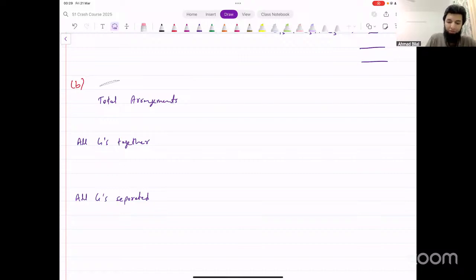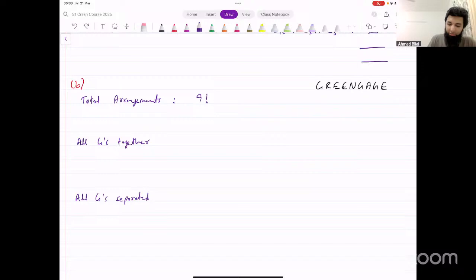Okay. Now, what's the total arrangements going to be for the word green gauge? That's the word, right? The word is green gauge. 9 factorial divided by, we have three G's, so 3 factorial, and then 3 E's, 3 factorial for that. And that's it. Okay, that's the total number of arrangements. That will give you some number. Can somebody tell me what this is?